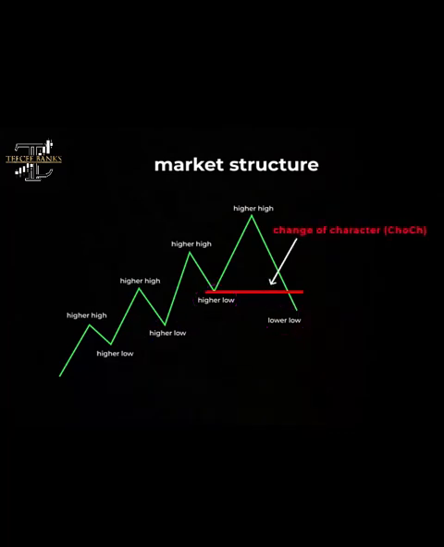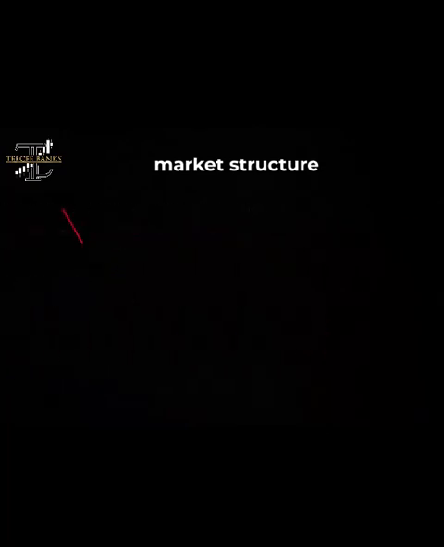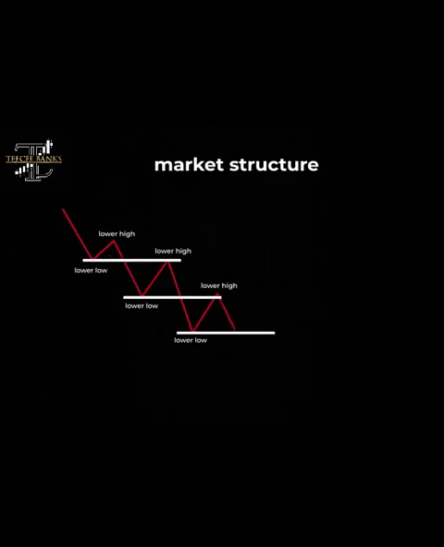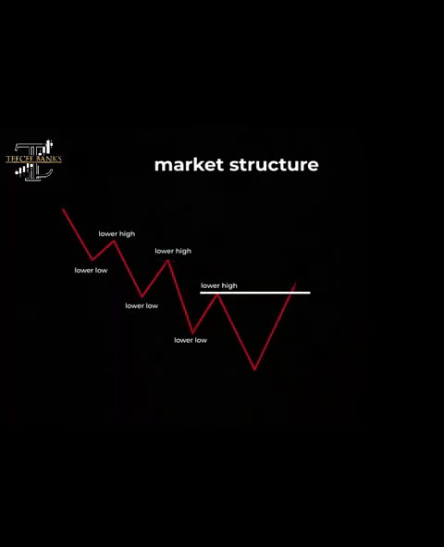Why? Because it shifts the character of the market from an uptrend structure to a downtrend structure, and the cycle repeats itself. During a downtrend, the price forms lower highs and lower lows. When the previous lows are broken, this is now referred to as a break of structure. In the future, if the price breaks the previous highs and forms higher highs during this downtrend, that's called a change of character, because the price shifts from a downtrend structure to an uptrend structure. So that was a quick overview of what a break of structure and change of character are.